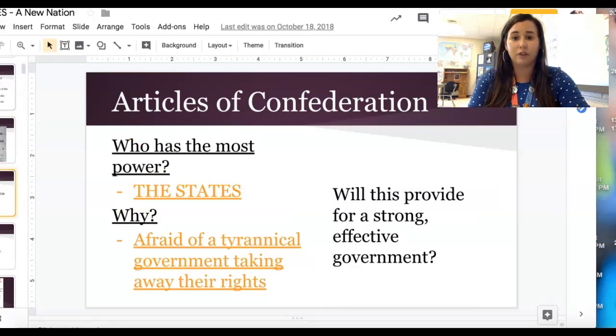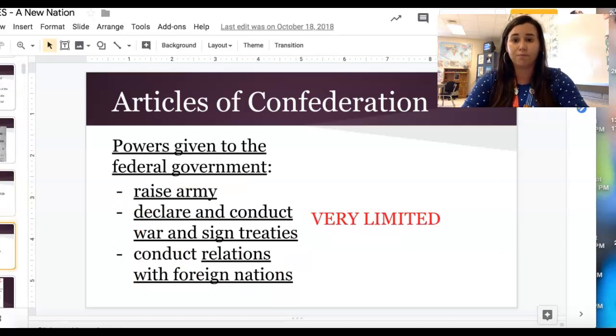So under the Articles of Confederation, the states have the most power. There was a specific reason why the Continental Congress set up government this way. They were afraid of a tyrannical government taking away their rights. They didn't want any system that was similar to that of Parliament or the King over in Great Britain. So under the Articles of Confederation, most of the power lies with the states. This will not provide for a strong, effective government. We're going to see some of the weaknesses of the Articles of Confederation and problems that the nation wasn't equipped to deal with under that government.